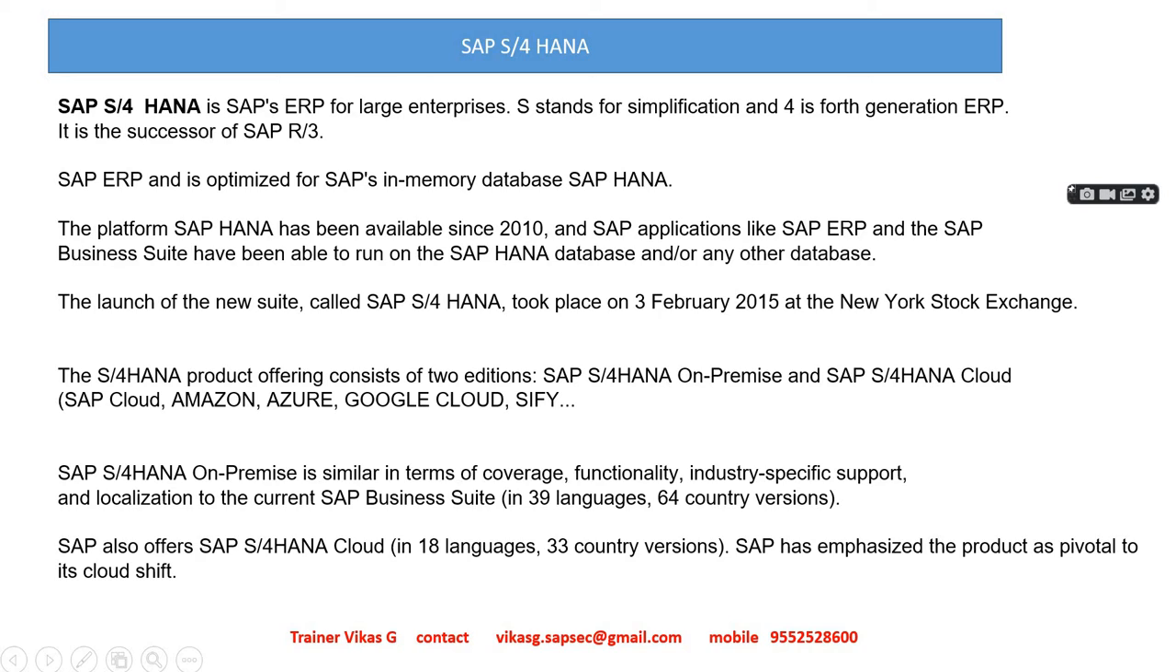So if the software is installed on their machine and they provide the service, we call it software as a service. People can use that as a rented service. Okay, so SAP initially came up with the on-premise version with 39 languages and 64 country specific versions, and the cloud edition came with 18 languages and 33 country specific versions.